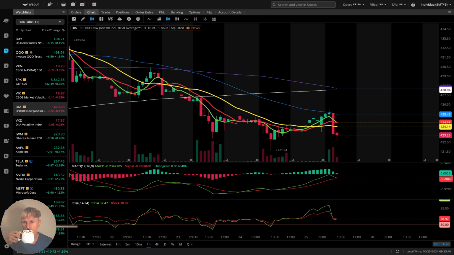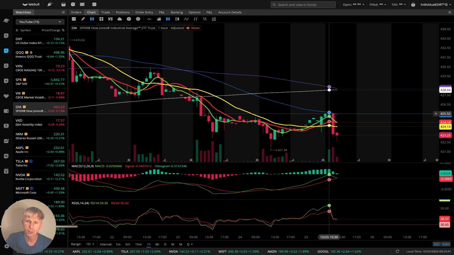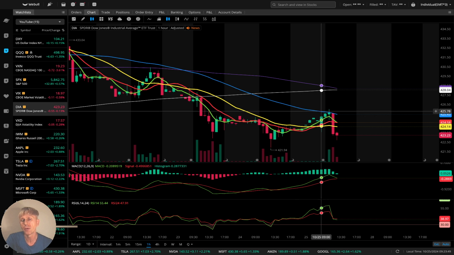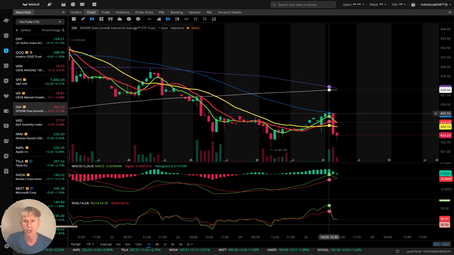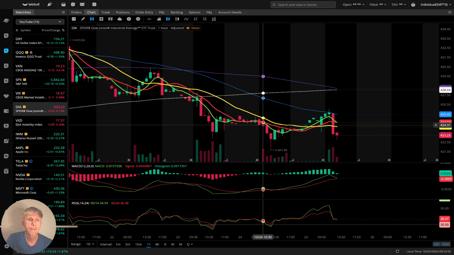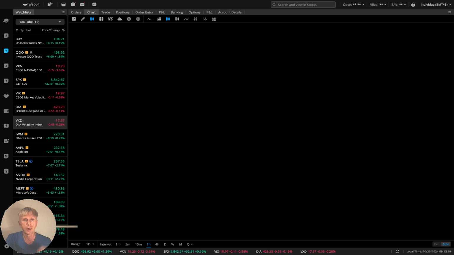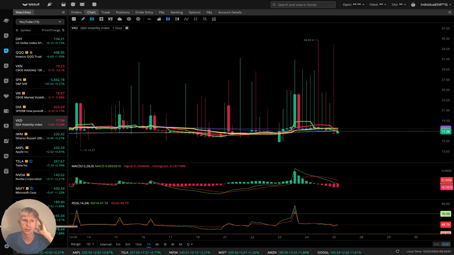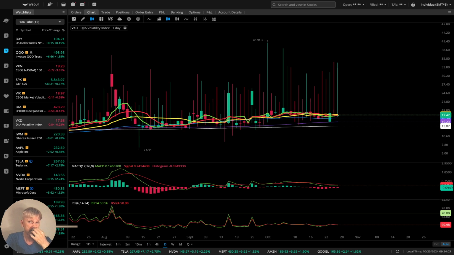1 hour time frame. It did a nice positive bull run. It touched the MA50 blue line and was rejected. Bearish reversal, bearish trend. Dow Jones is bearish on all time frames. VXD, the volatility index for Dow Jones, still sideways.